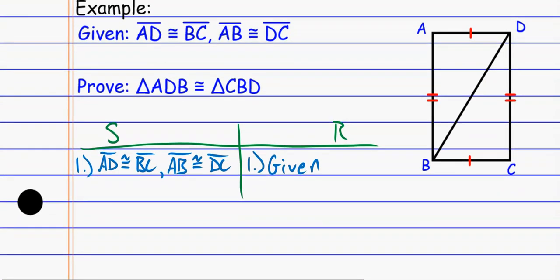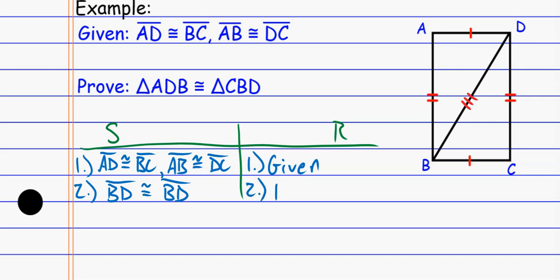And so when we look at this picture, the other side of triangle ADB is side BD. And the other side that I'm missing right now of triangle CBD is side BD. And so really, we're talking about the same side, which means this thing is congruent to itself. And I can always say that something's congruent to itself because that's my reflexive property. So I'm going to say that BD is congruent to itself, BD. And that's the reflexive property.